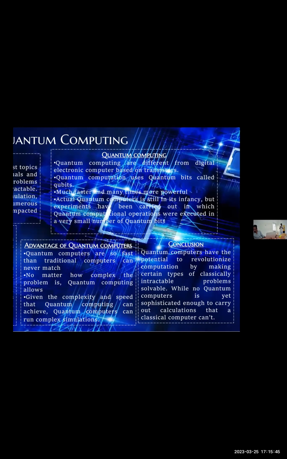Conclusion: quantum computers have the potential to revolutionize computation by making certain types of classically intractable problems solvable. However, quantum computers are not yet sophisticated enough to carry out calculations that a classical computer can. Let's see the evolution of quantum computers in the future. Thank you.